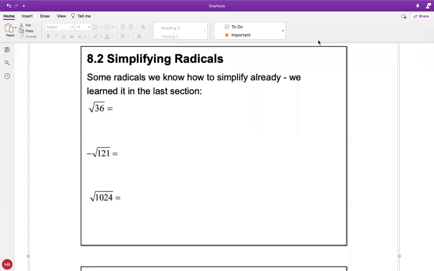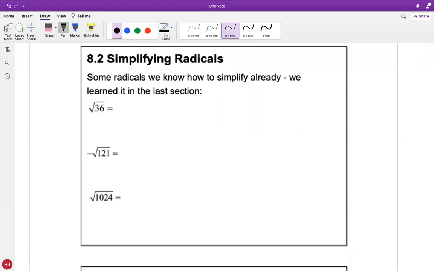Hello, everybody. This is our second little foray into algebra. Don't worry about this 8.2. It doesn't make any difference.